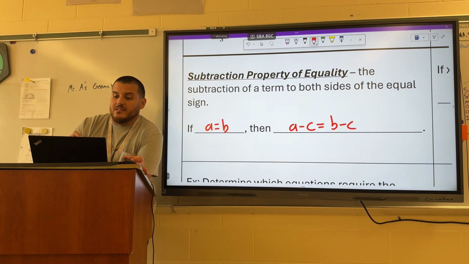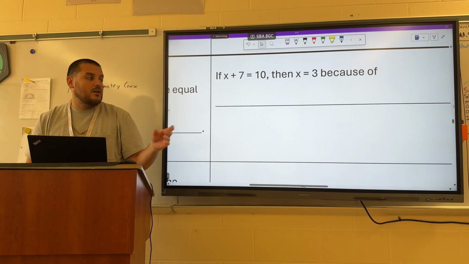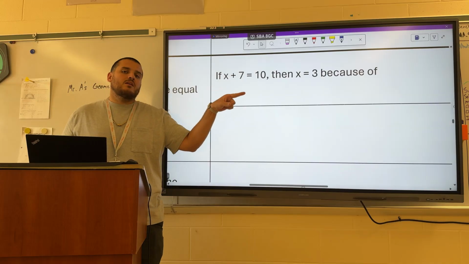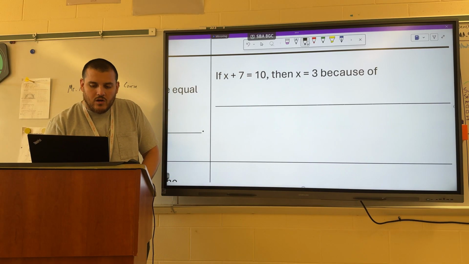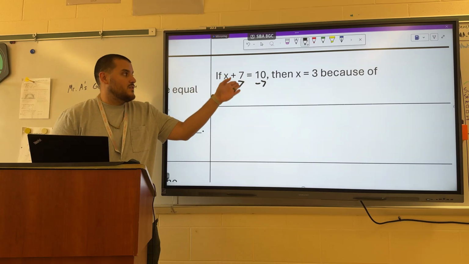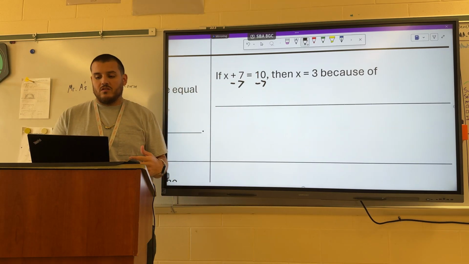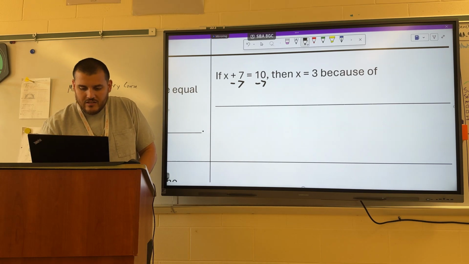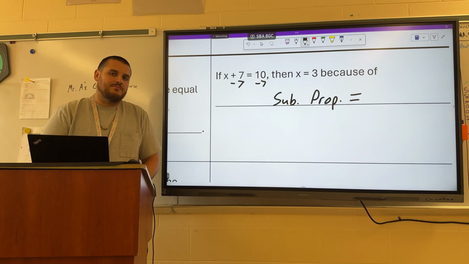To see how that actually occurs in algebra, we can look at this conditional statement here. If x plus 7 equals 10, then x equals 3. How do we know x is 3? Because algebra would require us to subtract both sides of the equal sign by 7. That would cancel the 7's here. I'd have just x equaling 10 minus 7, which is 3. So again, the reason that this is true is because of the subtraction property of equality.